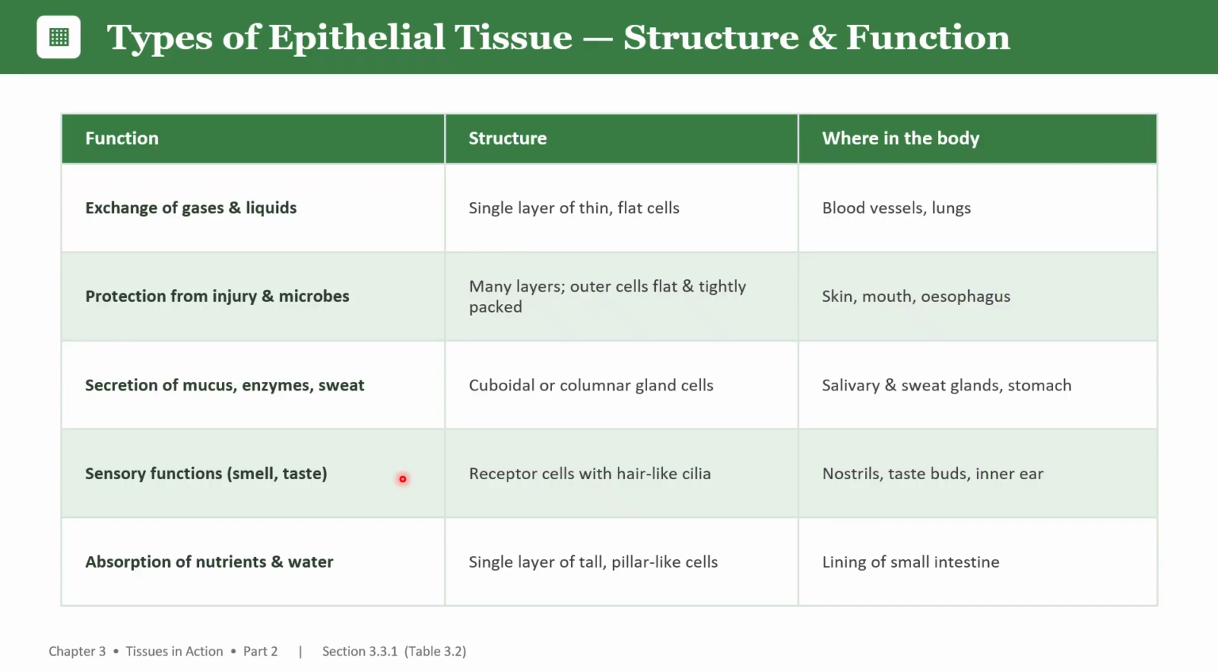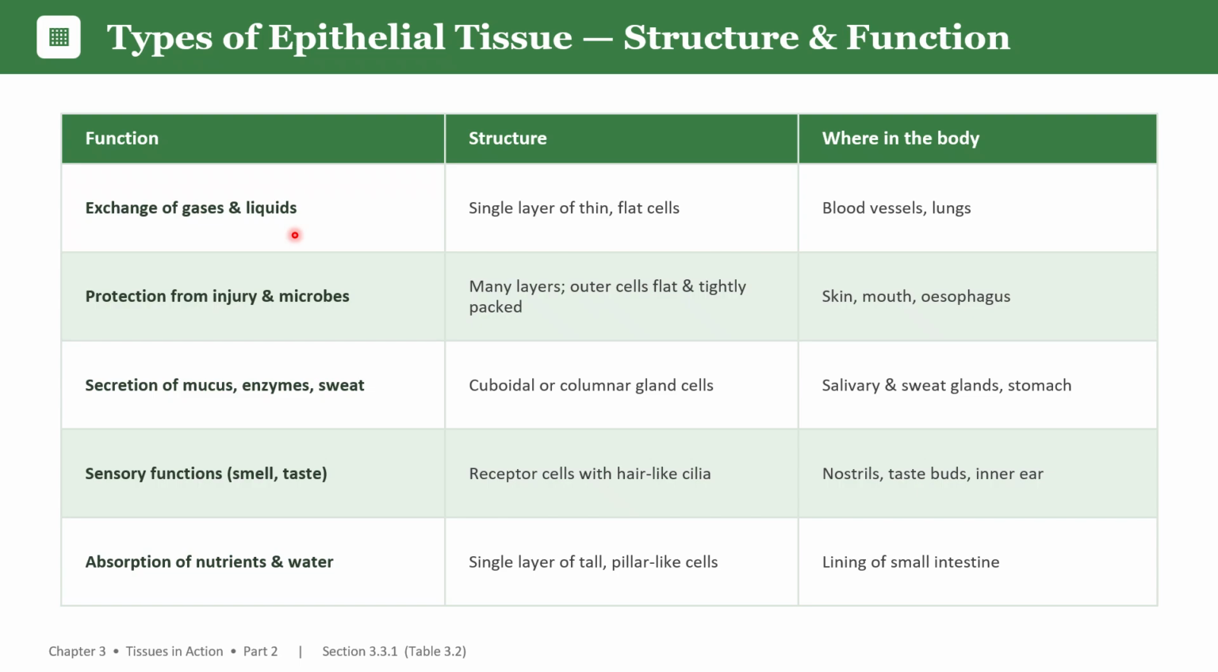So let's see the types of epithelial tissues. We know that different organs need different kinds of epithelial cells. So let's understand each one. I have given you the function and structure and where in the body it is located. These are the different types of epithelium. Let's see the first one.